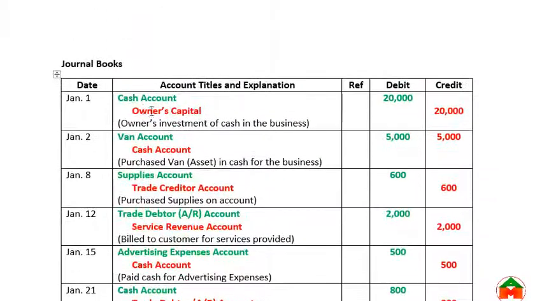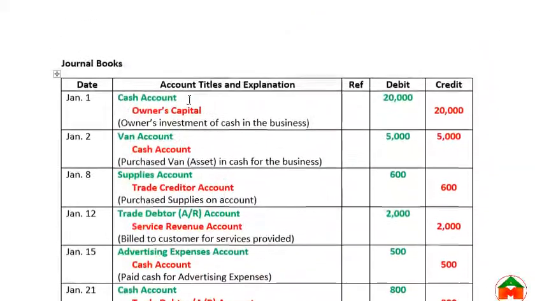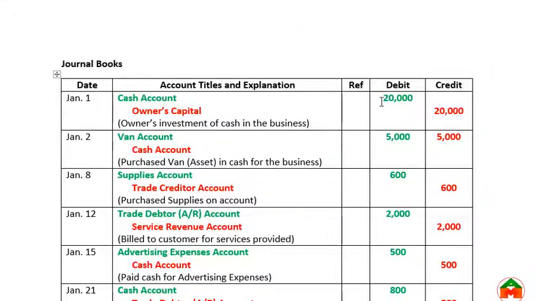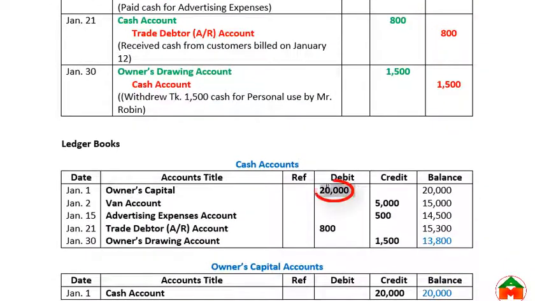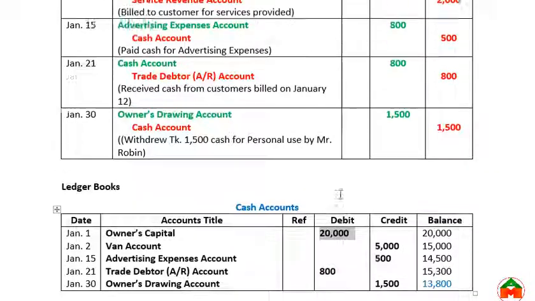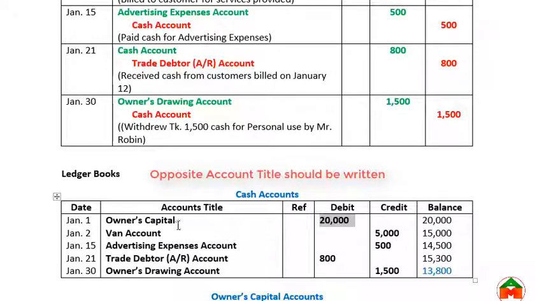Here we can see January 1 cash account debit. So since we are preparing the cash ledger, we will consider this account. Here cash account is debit with 20,000. So cash is debit. So we have written the 20,000 amount in the debit side, but we have written in the account title the opposite account.